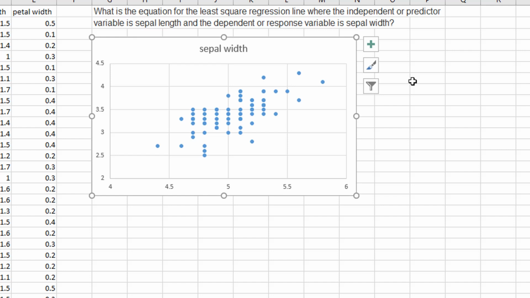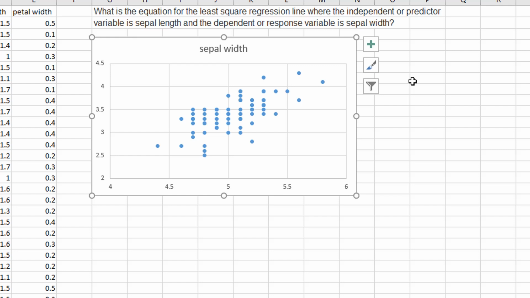Okay, now the first observation I'm going to make is that it does seem like sepal width and sepal length have a linear relationship. This is the kind of shape you would get when your data has a moderate positive linear relationship. We would say that it's positive because as the sepal length increases, that's the horizontal value, as that tends to get bigger, the sepal width also tends to get bigger. That's what you call a positive relationship.